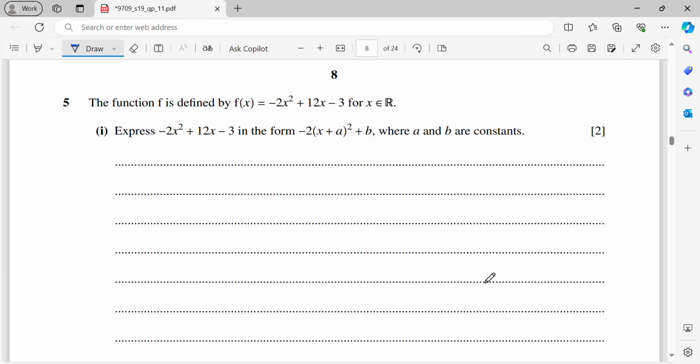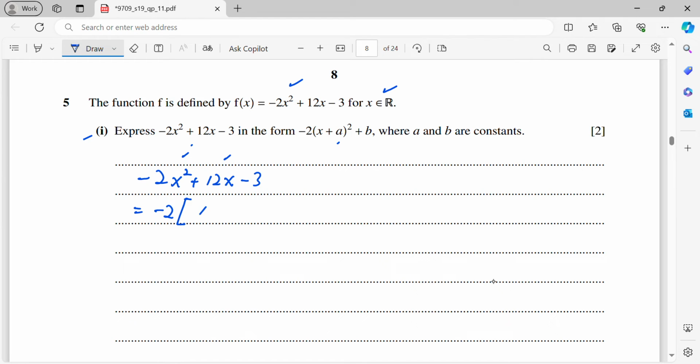Okay, so for question number 5, given this f(x), this is a quadratic function whereby the x is real number. First part, express these 3 terms, the quadratic function, in the form. This form is basically the completed square form. Okay, so now means that we need to carry out completing the square. So the rule for completing the square is make sure the coefficient for x squared must be positive 1. Then now we need to factorize the minus 2. So when you factorize minus 2 means that you are dividing the terms by minus 2.